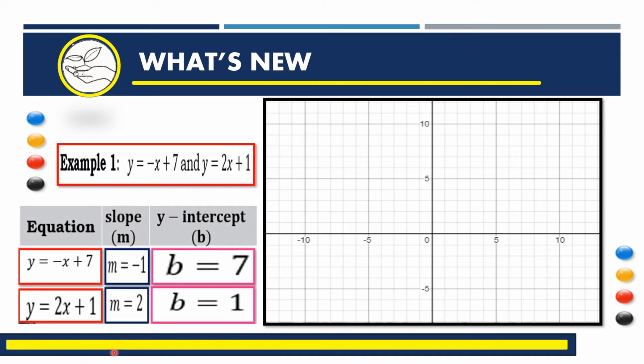So applying the same principle in our review a while ago, we're going to plot the equations y is equal to negative x plus 7 and y is equal to 2x plus 1 using the slope and y-intercept on the same Cartesian coordinate plane. We're going to start first with y is equal to negative x plus 7, in which the y-intercept is 7, so the coordinate is (0, 7). So we're going to plot (0, 7). Since our slope is negative 1, we need to go 1 unit downward and 1 unit to the right. So we have here the graph of the equation y is equal to negative x plus 7.